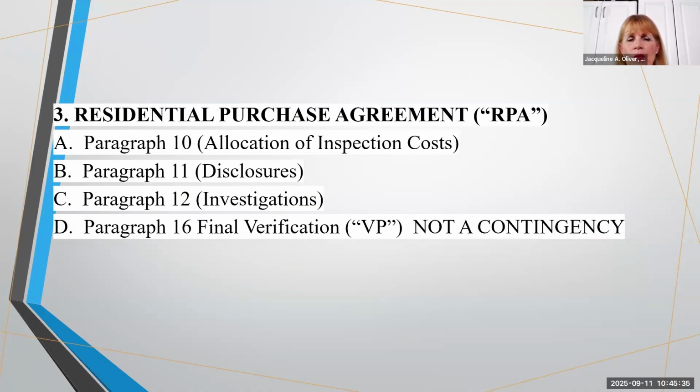Let's look at the paragraphs in the RPA. These are paragraphs in the residential purchase agreement that speak directly to inspections. And paragraph 10 is the allocation of inspection costs. We've already talked about that, how your clients should be advised. Hey, you need to get an estimate on how much this cost is going to be before you agree to it. Or you agree to pay it yourself, or seller, you agree to pay for the inspections, and then they find out that they're not what they expected.